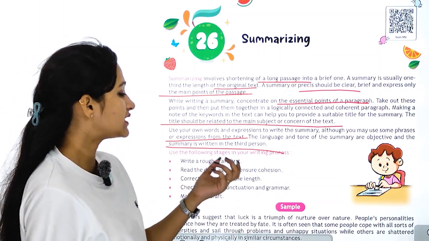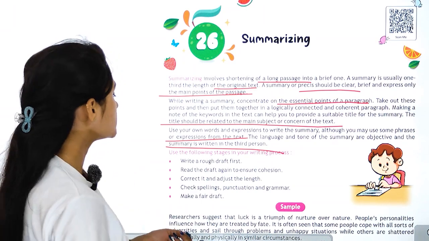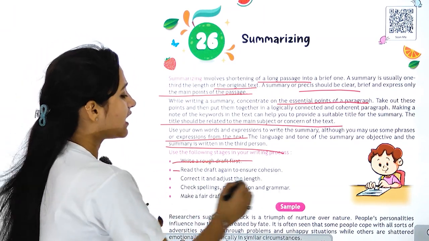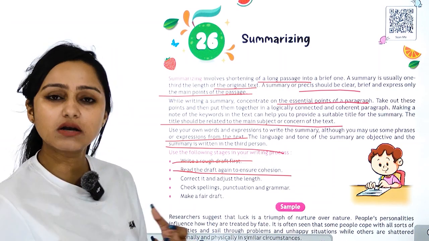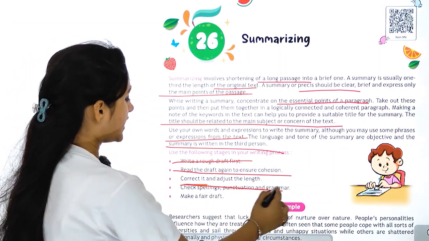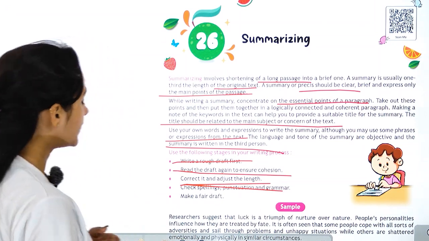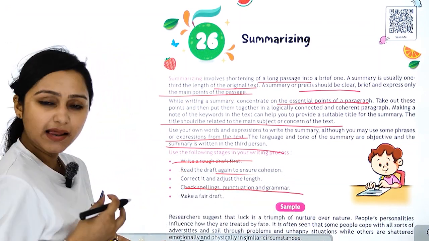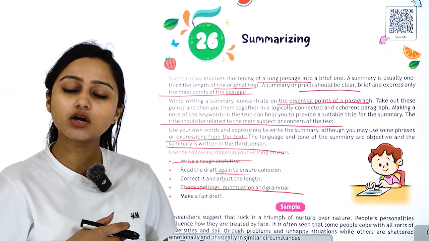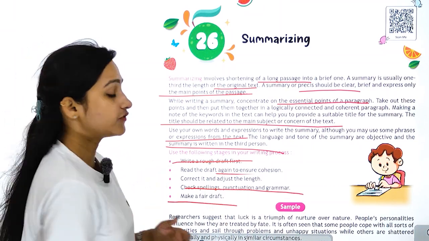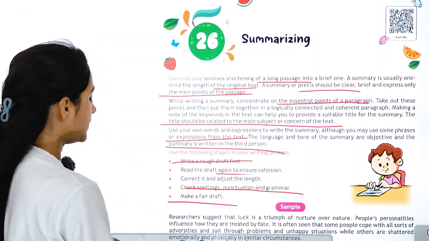Now here's the stages to use in your writing process. First point, write a rough draft first. आपको एक rough draft लिखना है पहले. Read the draft again to ensure cohesion. आपको read करना है कि उसमें cohesion ना हो. Correct it and adjust the length. आपको correct करना है फिर उसकी length को adjust करना है. Check the spellings, punctuation and grammar. आपको spellings check करनी है, punctuation marks check करना है और grammar check करनी है, grammatical errors ना हो उसमें. Make a fair draft. फिर आपको एक fair draft बनाना है.